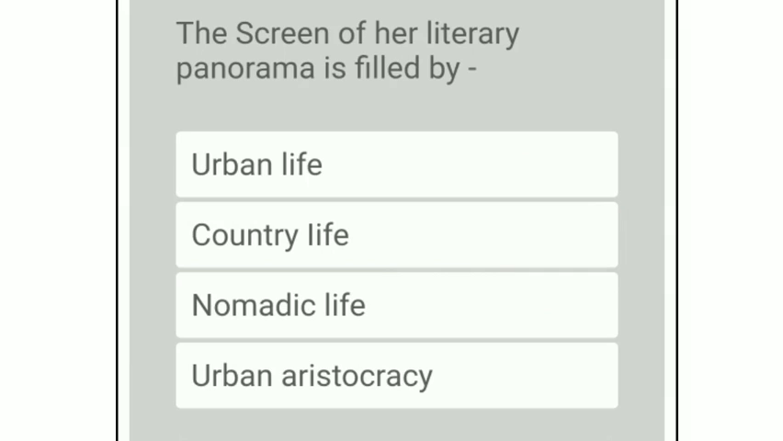The screen of a literary panorama is filled by option A, urban life, option B, country life, option C, nomadic life, option D, urban aristocracy. Here the right answer is option B, country life or rural life. This was the predominant feature in her novels. So here the right answer is option B.